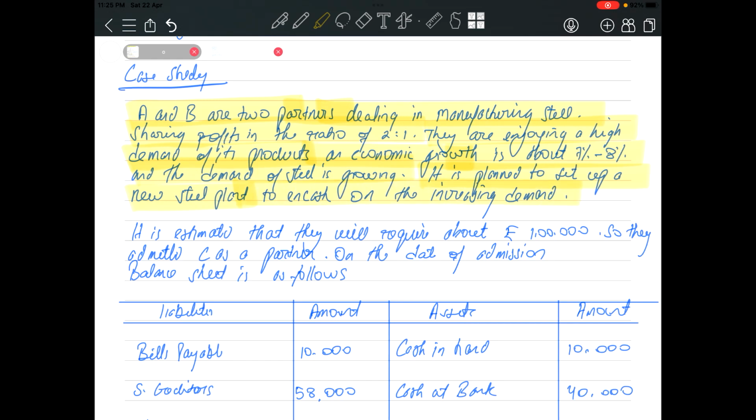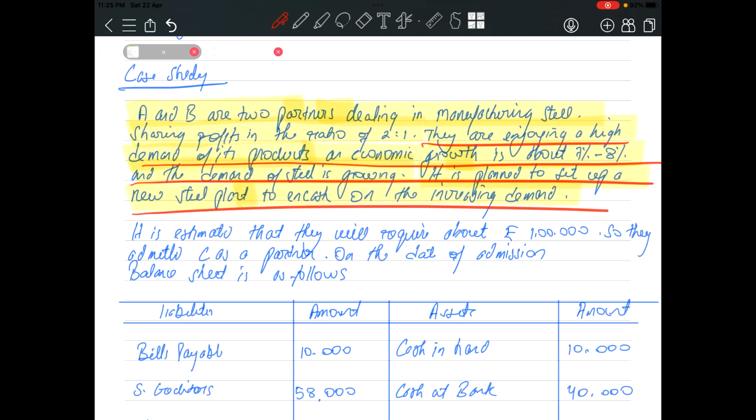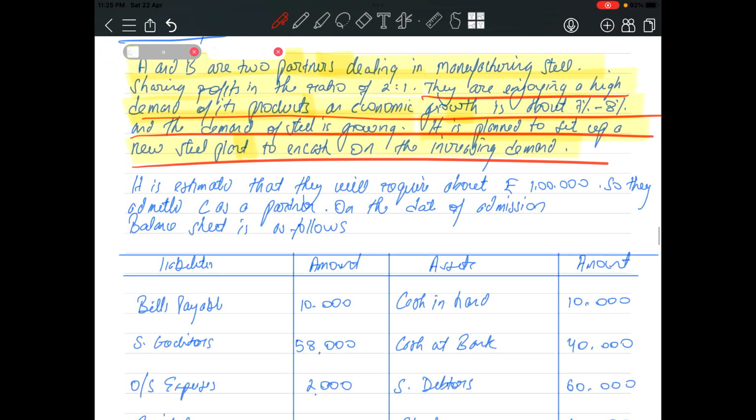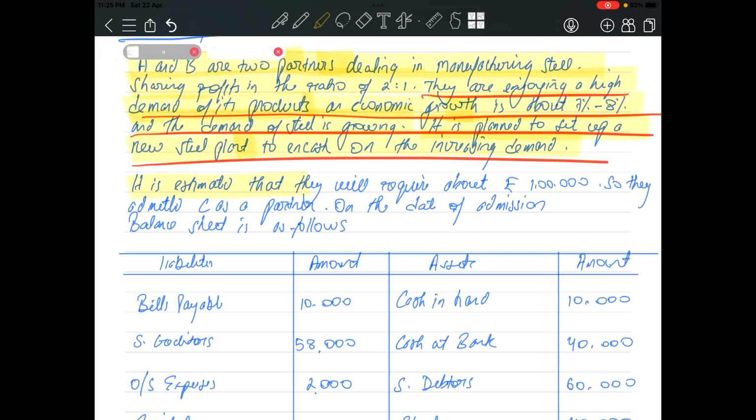What do you mean by this? They are just giving you a story. It's of no use. This part, they are enjoying a high demand on this product, is basically useless. It is estimated that it will require 1 lakh rupees.